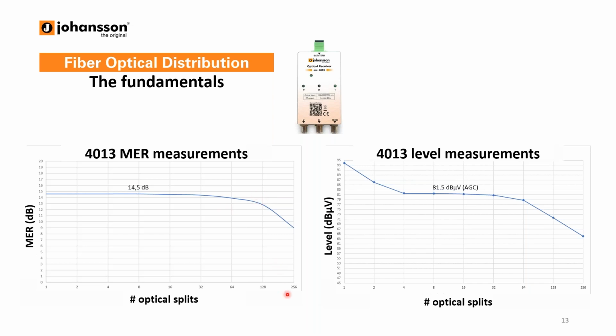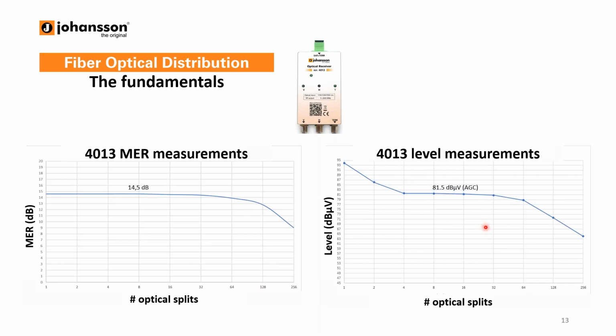So even at 256 passive splits, we still end up with a MER of 9, which is probably too low. But maybe in certain cases, your video image will still be perfect, depending on the number of transponders and the modulation which is used. But okay, definitely you can do 128 splits with our solution without any signal degradation.